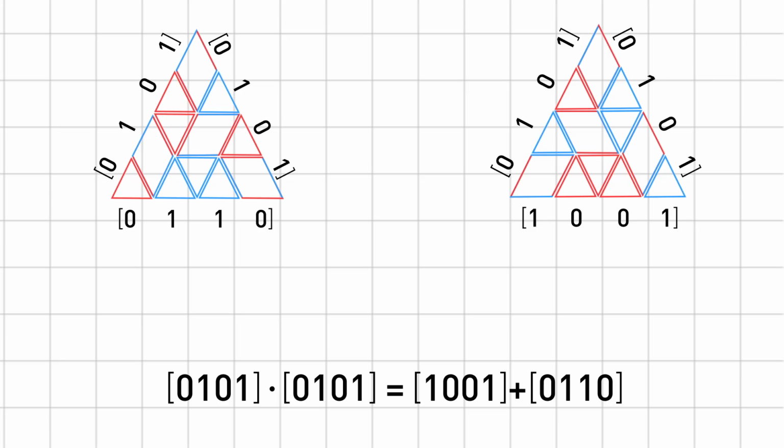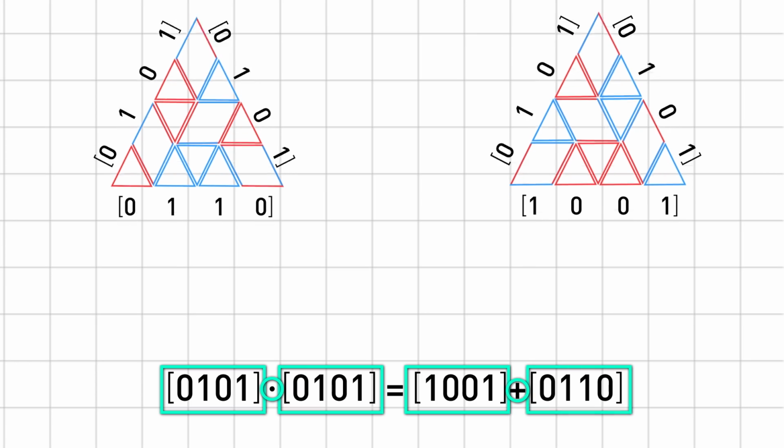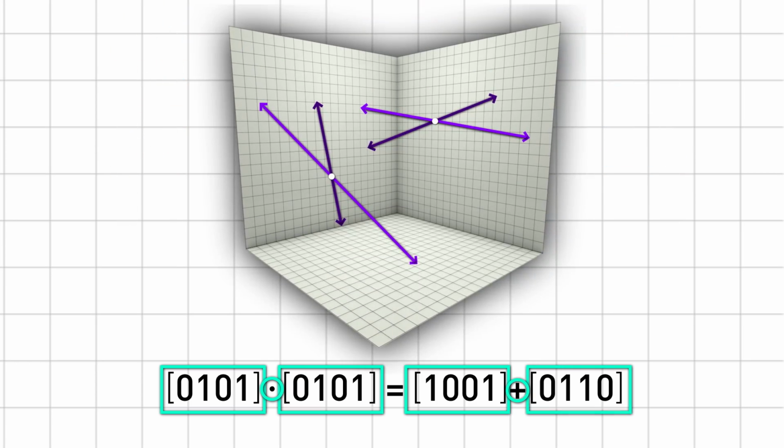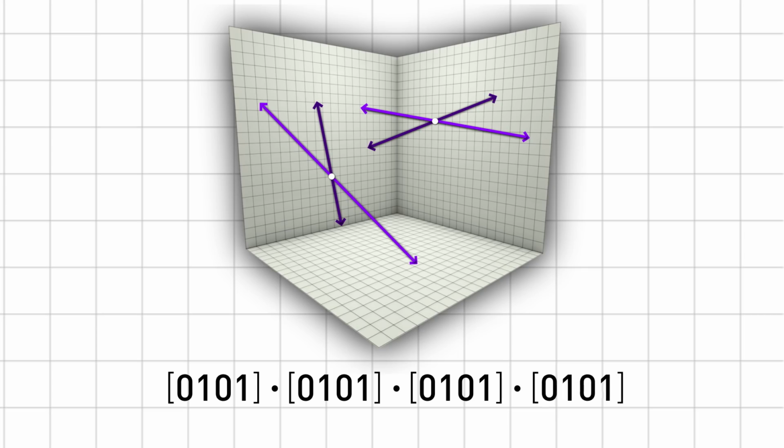That is, the lines which intersect a fixed line and intersect another fixed line are either the lines that intersect a point or the lines contained in a plane. How many lines intersect all 4 of these lines? That means we want to compute 0, 1, 0, 1 times 0, 1, 0, 1 times 0, 1, 0, 1 times 0, 1, 0, 1, which computes the overlap between all the lines that intersect each of these 4 lines.